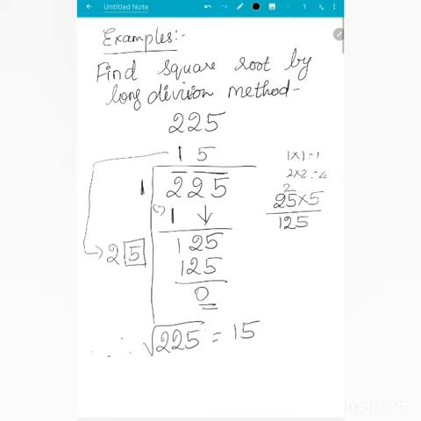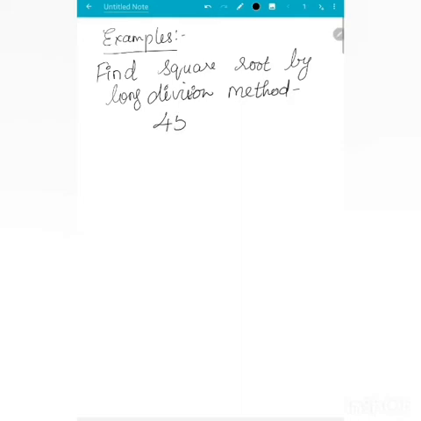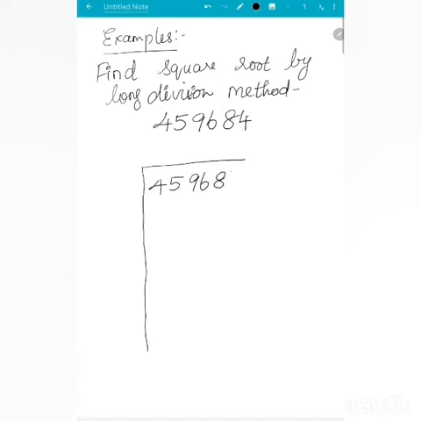Let me see a bigger number also. Suppose I take 459684. There are 6 digits. Let me take 459684. So take two digits at a time.